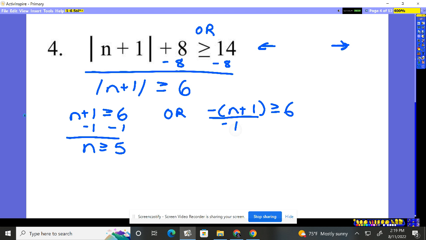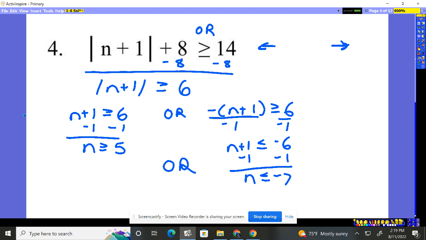Divide here by -1, as we always will start. N plus 1 inequality is going to flip. -6, subtract 1, n less than or equal to -7. And it is an OR, so you can just leave it that way because one's shooting to the left, one's shooting to the right. The n bigger than 5 is one part. N less than -7 is your other option. There's problem 4.